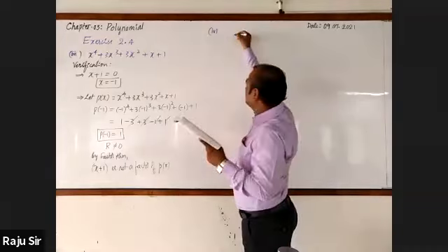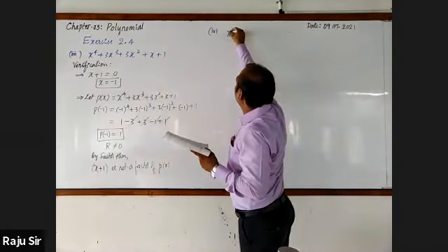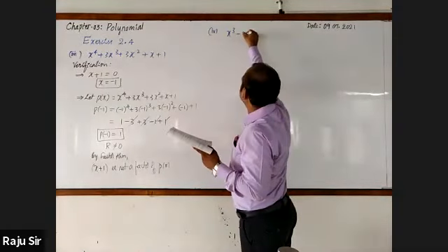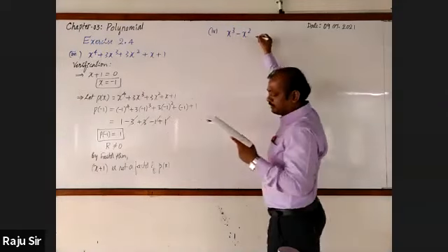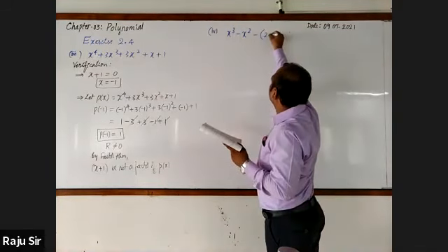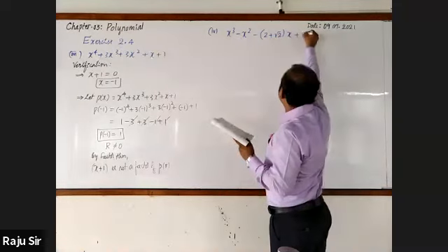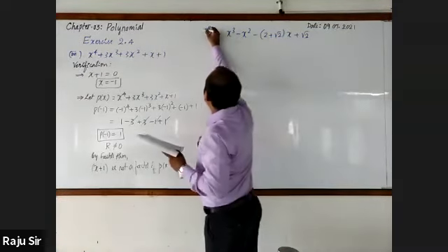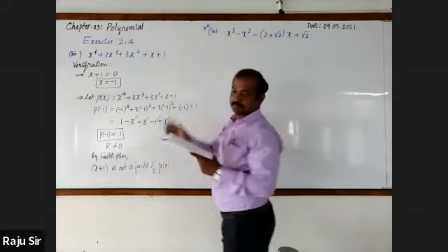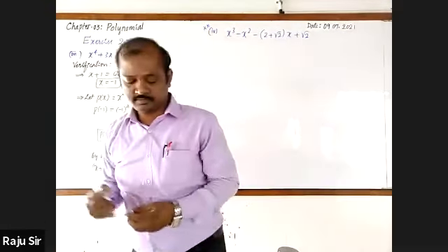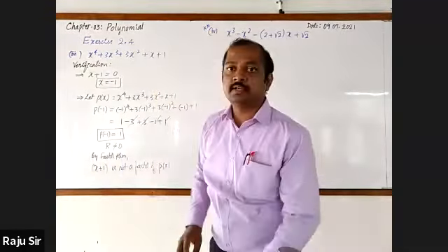Right, fourth one. The fourth sub question is x cube minus x square minus 2 plus root 2 into x plus root 2. Please put a double star mark for this. There is a chance of asking this in the examination.